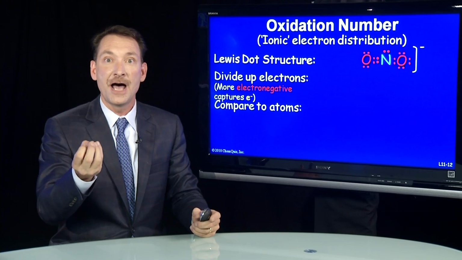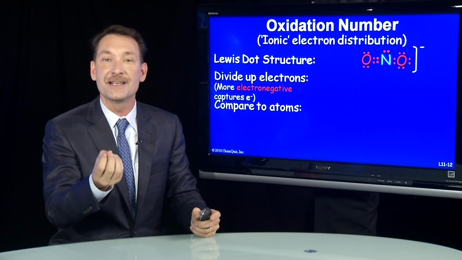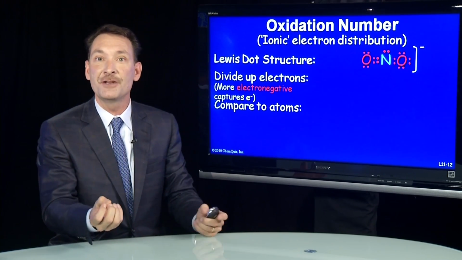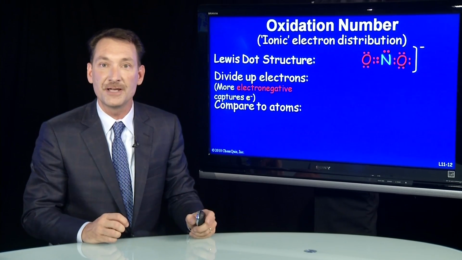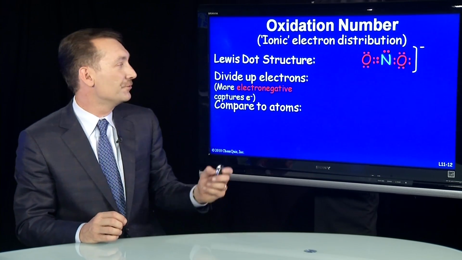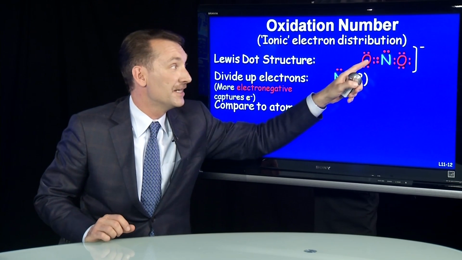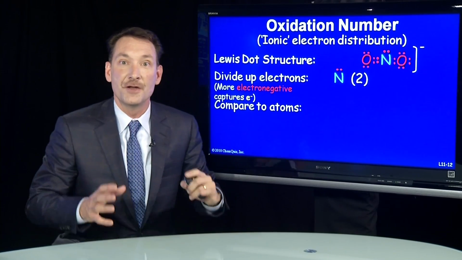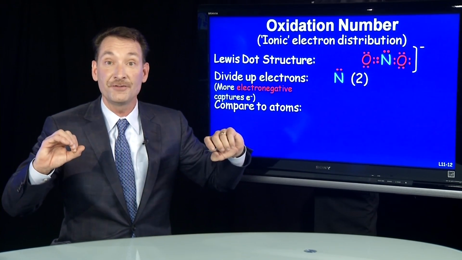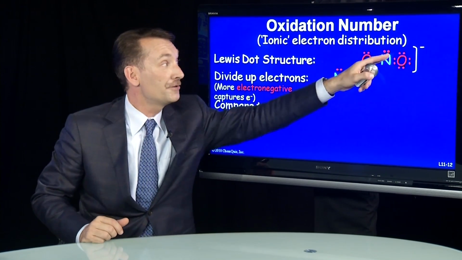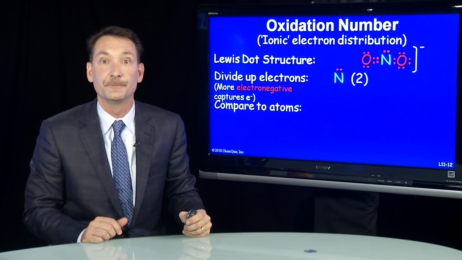Then we'll compare how many electrons the atom has in the molecule to how many it would have in a neutral atom. And the difference will be the oxidation number. So let's do that. Lewis electron dot structure for NO2 minus, nitrogen, since the more electronegative oxygens draw all the electrons to themselves for the sake of this calculation, nitrogen has only 2 electrons around it.